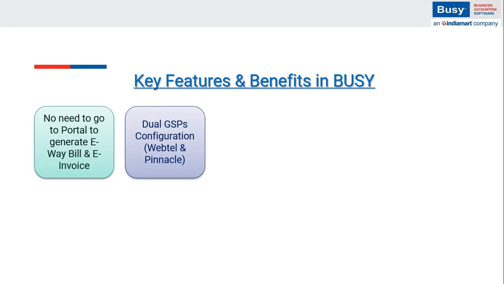So we have two GSP, so your work will not stop. You continuously generate e-waybill and e-invoice from Busy software. Next is error checking tool. Number three is error checking tools. So this is the third benefit you get when you generate e-waybill and e-invoice from Busy.